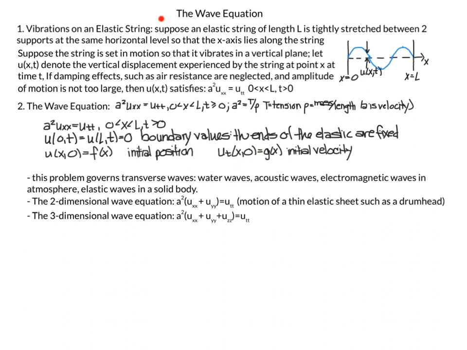And while we motivate our discussions by looking at vibrations on elastic strings, the wave equation is a general equation that governs transverse waves, such as water waves and acoustic waves, electromagnetic waves in the atmosphere, and elastic waves in a solid body. This is the two-dimensional wave equation here. Here we are only concerned with u of x. X is our one dimension. If we had two dimensions, x and y, we have a two-dimensional wave equation, and we have a three-dimensional wave equation.